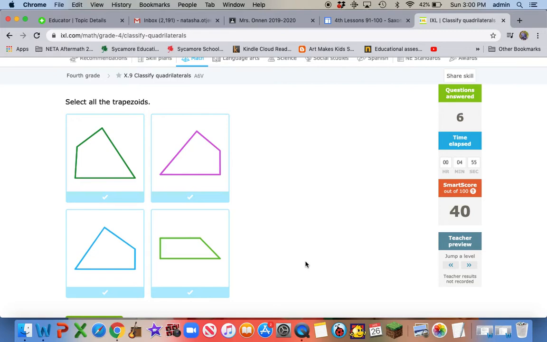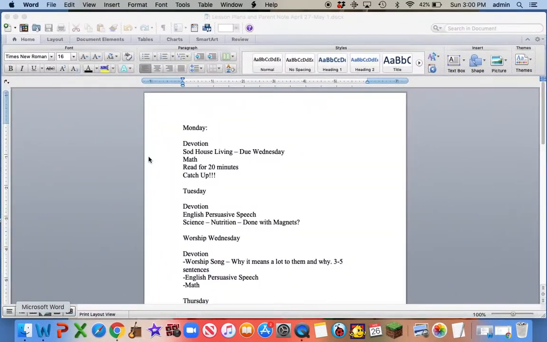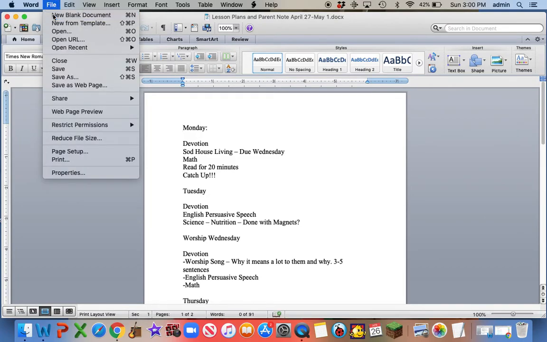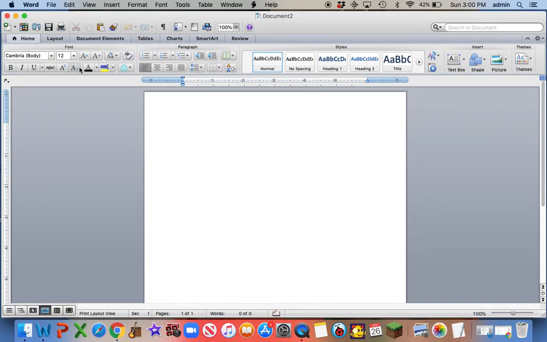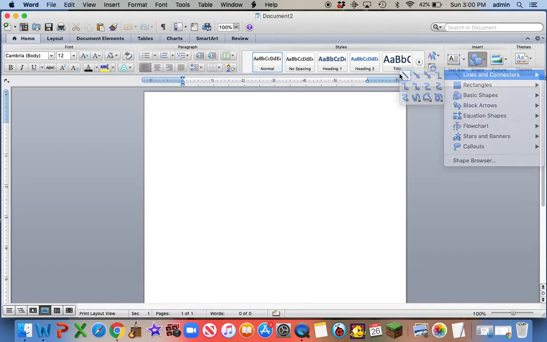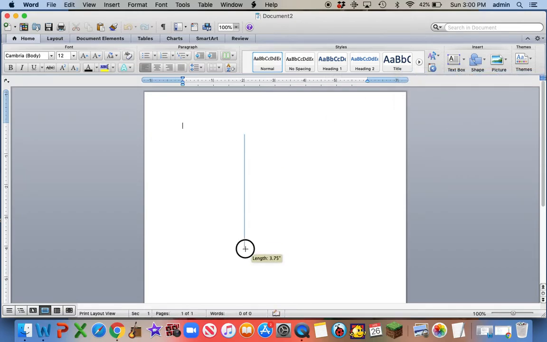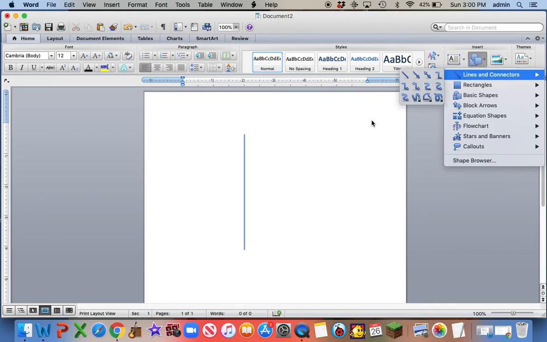Select all the trapezoids. After you watch the video, trapezoids have one pair of parallel sides. And if you remember right, parallel lines mean they'll never touch. What does it mean, boys and girls? They'll never touch. There are two L's in the word parallel.